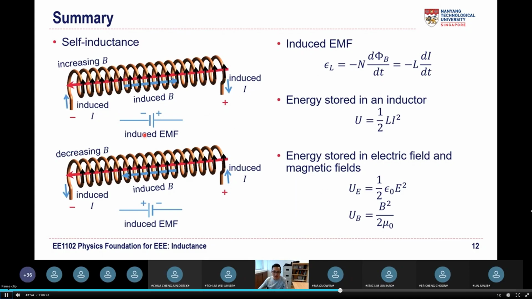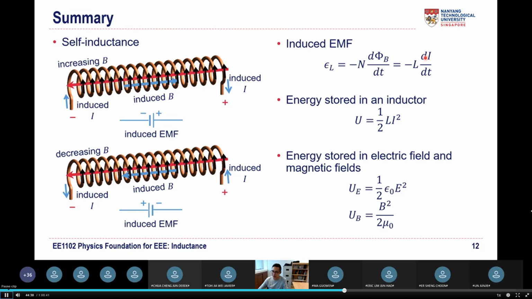Remember how the induced EMF is created in a coil, and from that we can figure out what the inductance is going to be. Inductance again is measured in Henry. So inductance is the proportionality factor where the change in the current with respect to time is going to create the induced EMF.